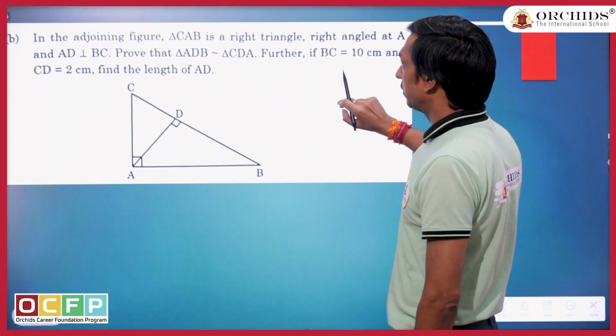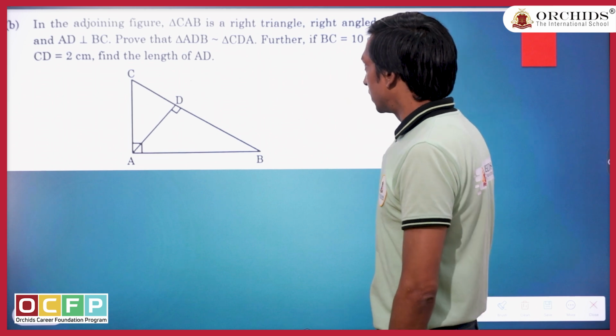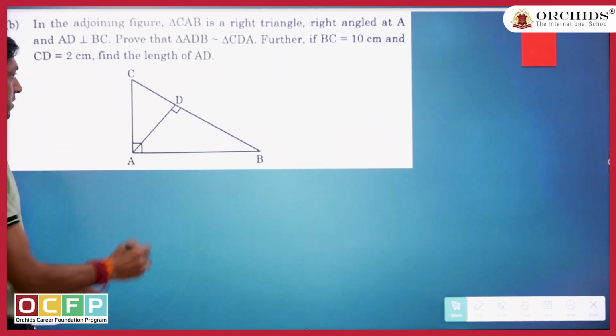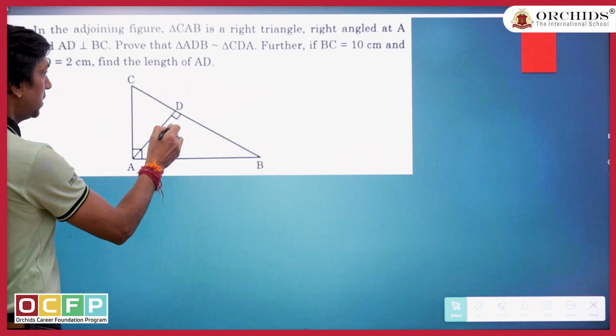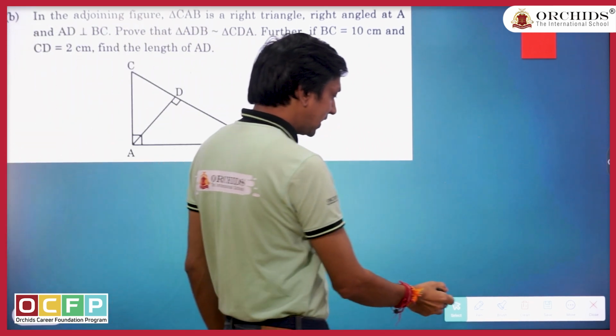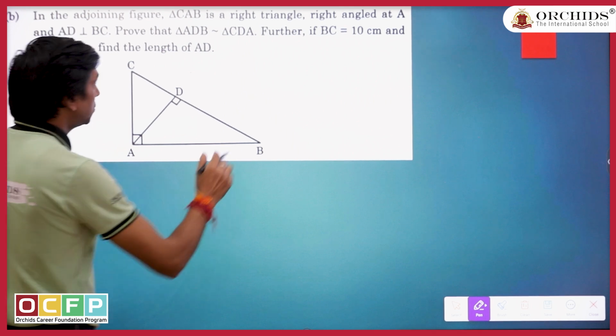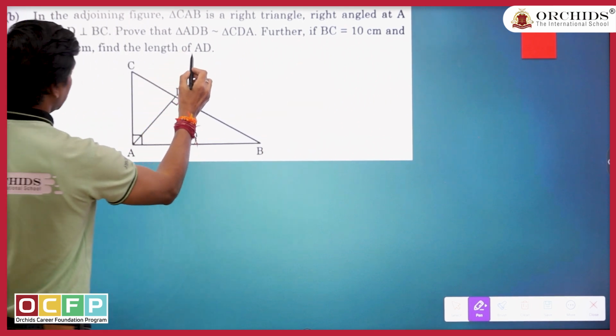The next question we are having is: in the adjoining figure, CAB is a right angle triangle at right angle at A, AD is perpendicular, this is already given in the question, and now prove that triangle ADB is similar to triangle CDA, and BC is equal to 10 centimeters, and we have to find the missing length, that is the AD length.